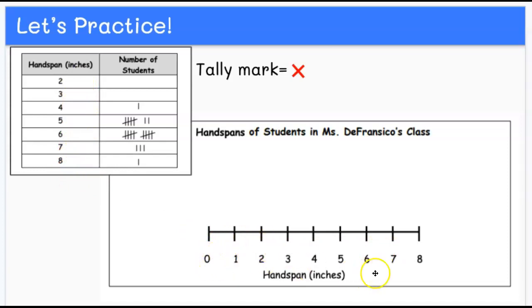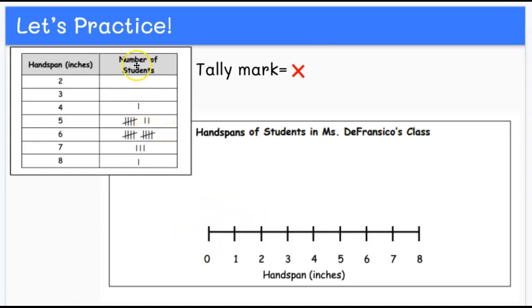These numbers, 2 through 8, are going to go below the line, equally spaced. So 0 all the way to 8. We want to make sure that we have all the numbers represented. If we start before 0, so our first one is 2, but we have 0 on here, that's okay. We just won't have any X's if we don't have any students that have that hand span.